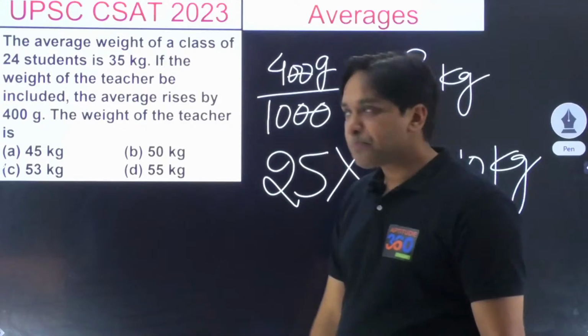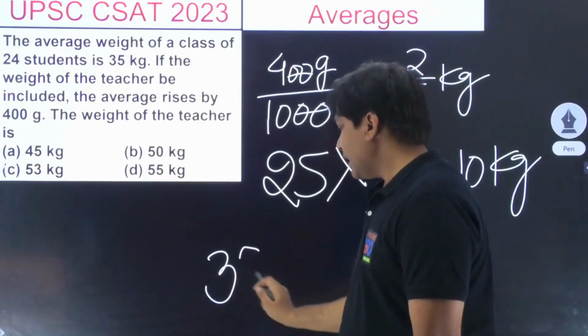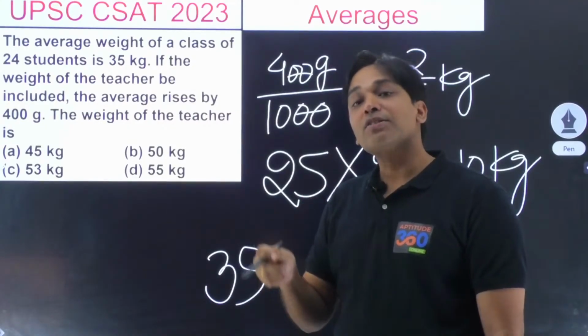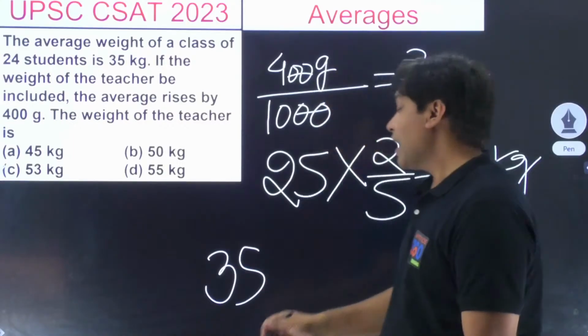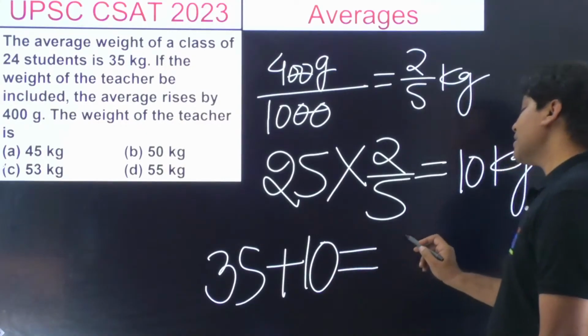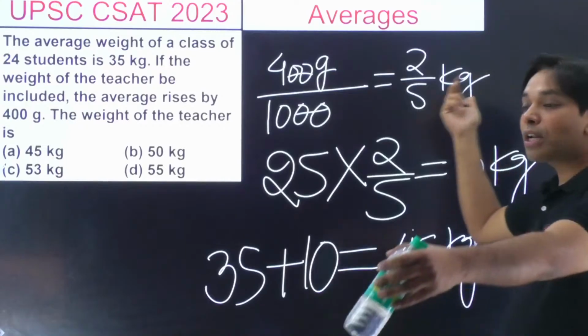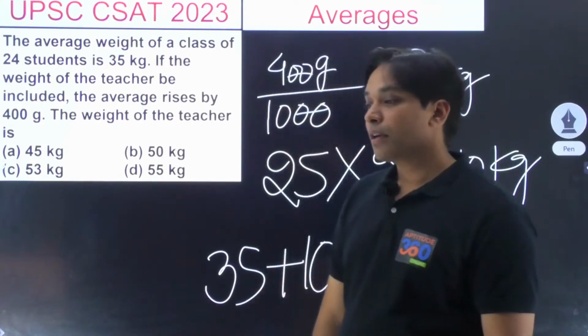So teacher should bring 35. If he brings 35, the average remains unchanged, but average is increasing. It is increasing by 400 grams. And जो extra सब में बटेगा वो कौन लेके आएगा? Teacher लेके आएंगे. And this is nothing but 45 kilogram. Problem is simplified. Is it not? Yes or no?